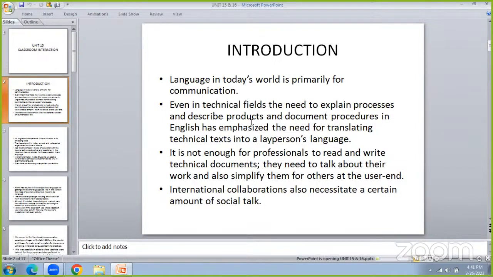So this is the introduction. I'm just talking about the introduction, how the classroom interaction would happen. So why do we need to learn how to communicate or how to interact? What is the purpose of interaction? Teaching the students, involving them in an interactive session. The buzzword that is now happening is communication.